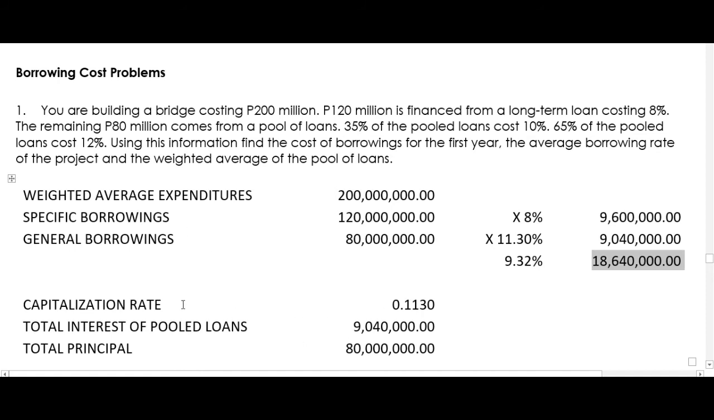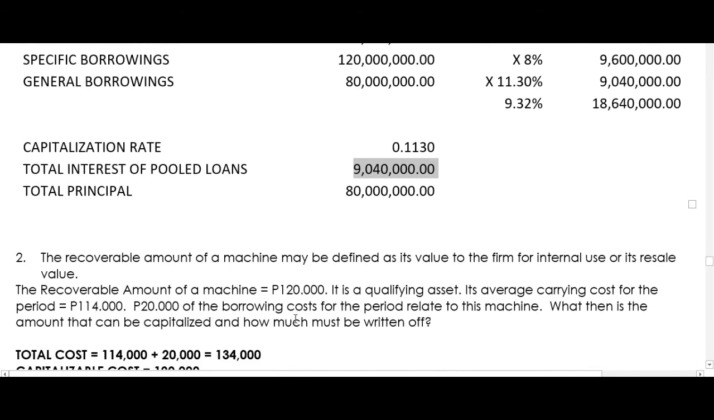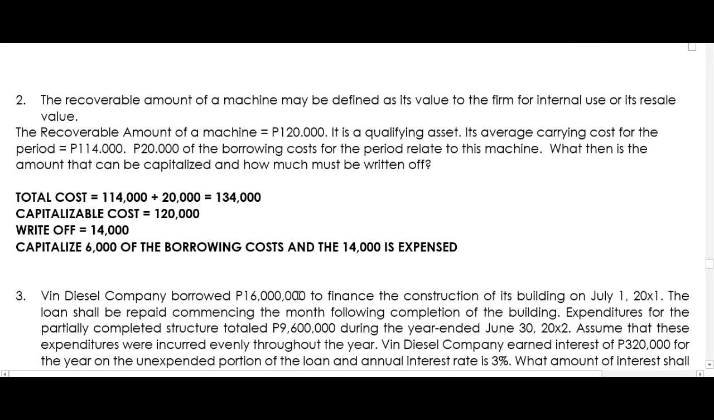So yung mga answer natin, capitalization rate will be 11.3%. Total interest on the pooled loans is 9,040,000. Pag sinabing pooled loans, yun yung 80 million. Tapos yung total principal natin doon is 80 million. Kaya yun yung makukuha nating capitalization rate. Okay? We go to question number 2.